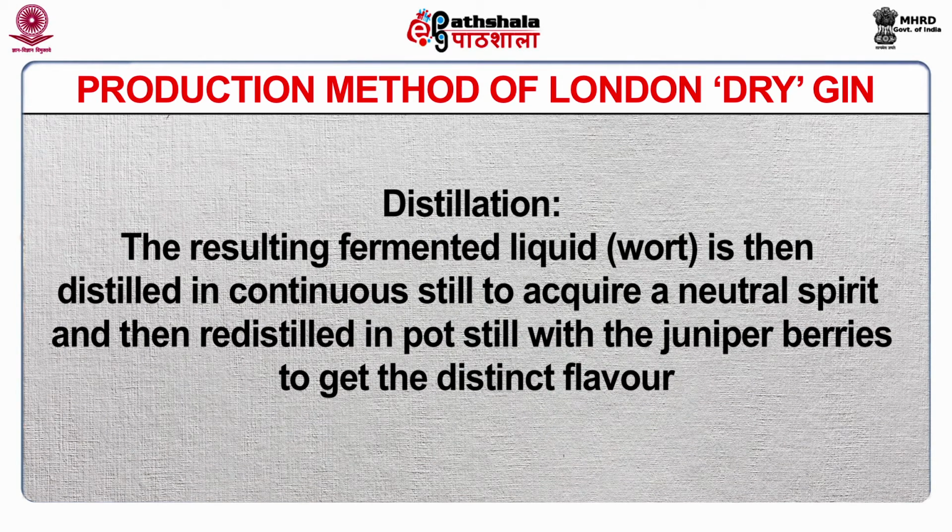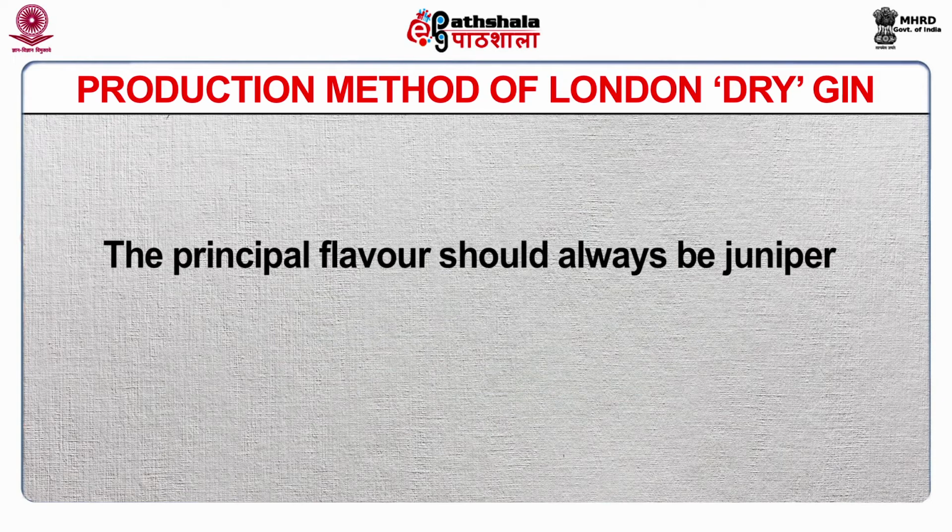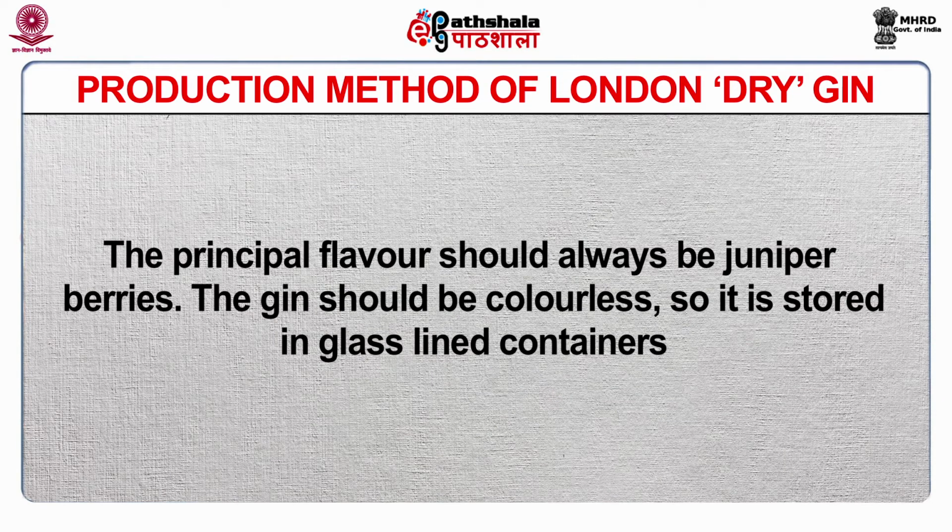During the distillation process, the resulting fermented liquid, or we can call it wort, is distilled in a continuous still to acquire a neutral spirit, and then redistilled in a pot still with the juniper berries to get the distinct flavor. The principal flavor should always be juniper berries. The gin should be colorless, so it is stored in glass-lined containers.